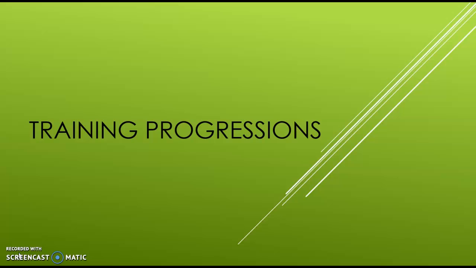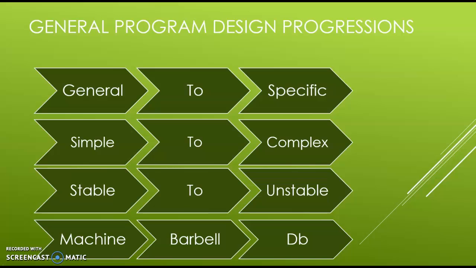For today it's going to be a quick presentation, quick overview. It's pretty straightforward, but talking training progressions from a real simplistic standpoint. When I coach athletes and work with clients, I tend to look at how we want to lay things out over a much bigger picture, right? In general, when I'm working with athletes, you try to go from general to specific, simple to complex, and stable to unstable, machine to barbell to dumbbell.